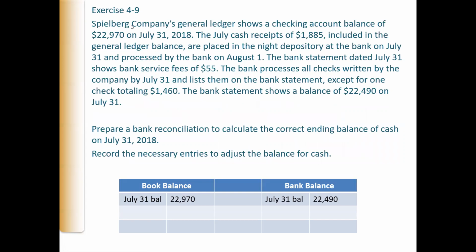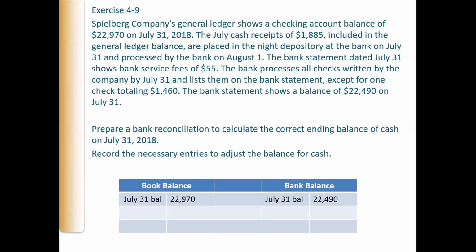Let's look at this problem here. Spielberg Company's general ledger shows a checking account balance of $22,970 on July 31st, 2018. The July cash receipts of $1,885 included in the general ledger balance are placed in the night depository at the bank on July 31st and processed by the bank on August 1st. The bank statement dated July 31st shows bank service fees of $55.